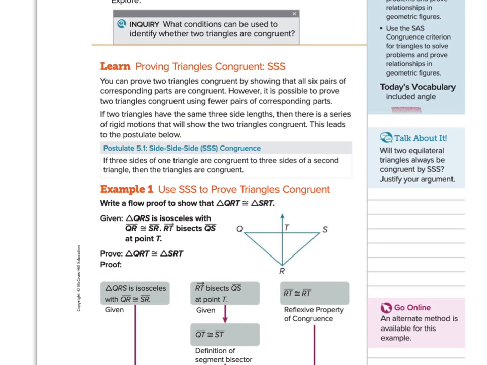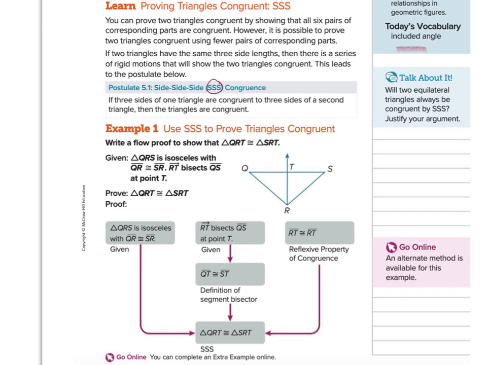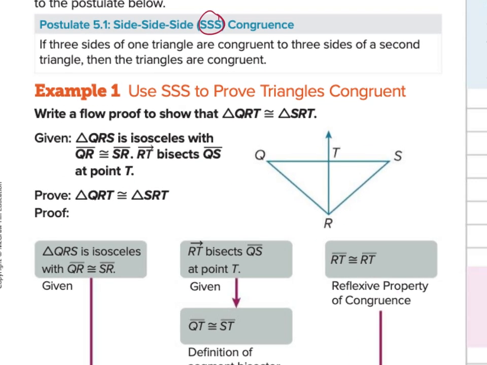So with these two things again, side, side, side simply means that three sides of one triangle are congruent to three sides of another triangle. And I will just say here that QRS is isosceles, right? If it's isosceles, then I know that those two things are congruent. And it tells me that right here. I know that RT bisects QS. So that would be angle bisector. Bisects segment QS at point T.